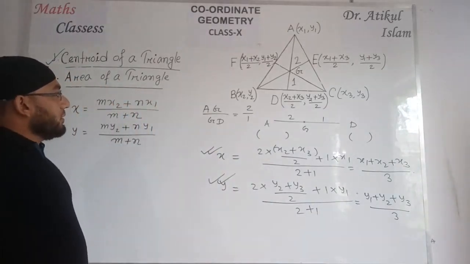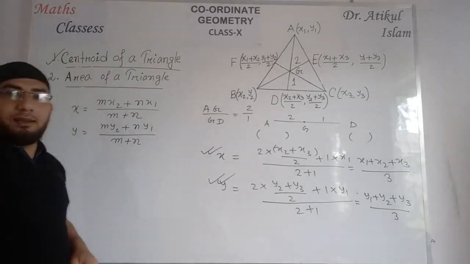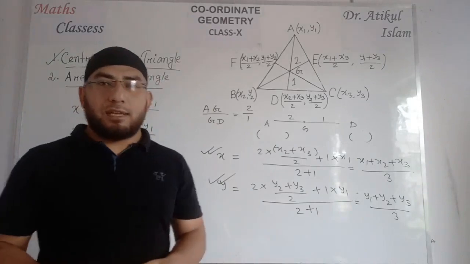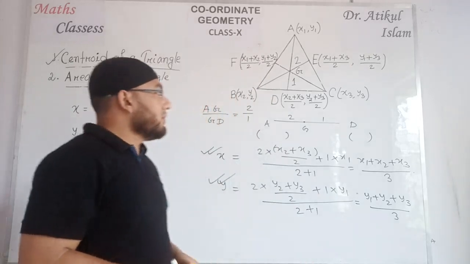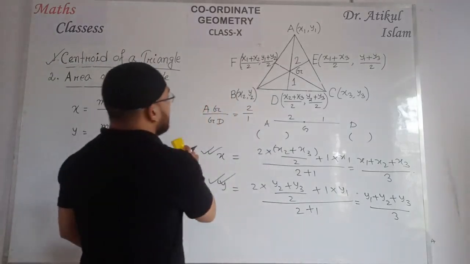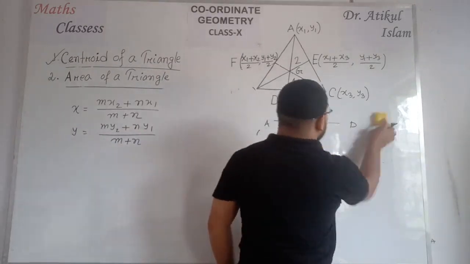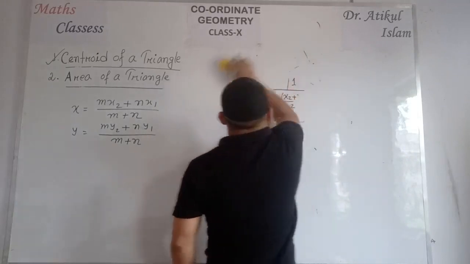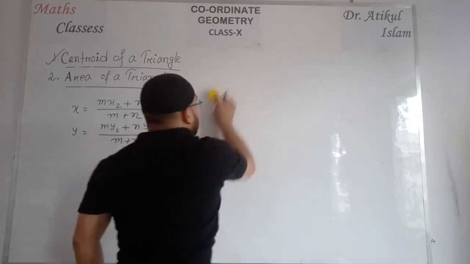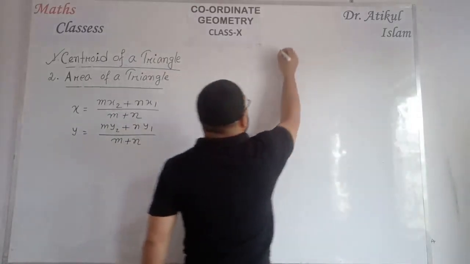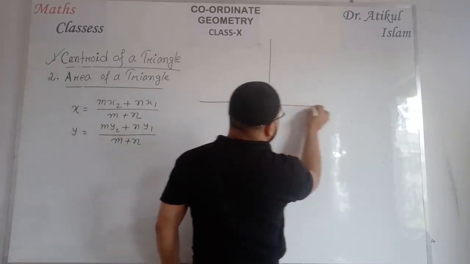Now we will construct the area of a triangle. How to find the area of a triangle? First we will deduce the formula, then we will do some examples. So let us consider a triangle with vertices A, B, C. First draw a Cartesian plane, rectangular Cartesian axes.